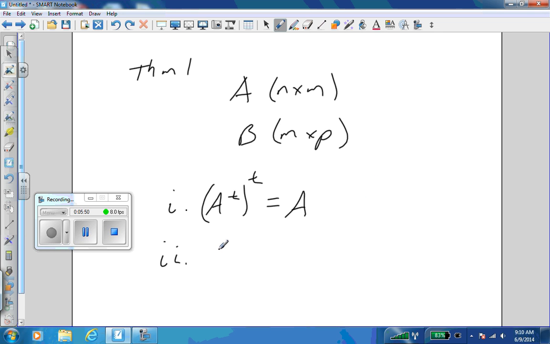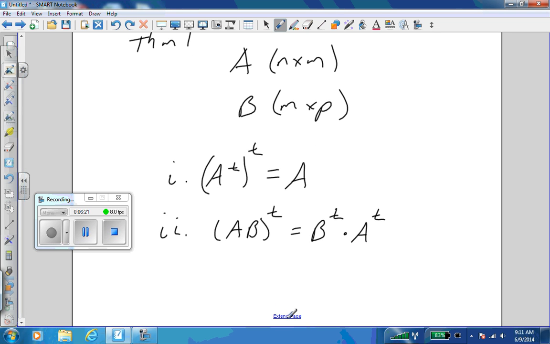If we have a product of two matrices and that product is transposed, that's equivalent to the second matrix transposed times the first matrix transposed. Notice the swap in order. When we apply our quote-unquote exponent, the order of these matrices swap. And we've seen that back in the last section when we dealt with inverse matrices as well.